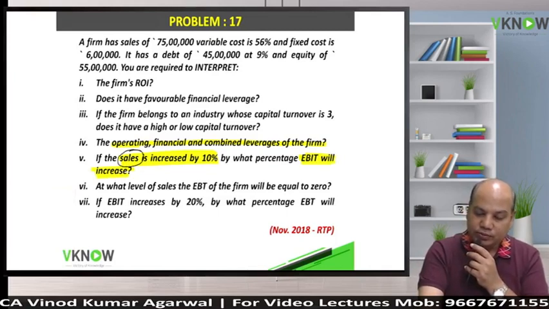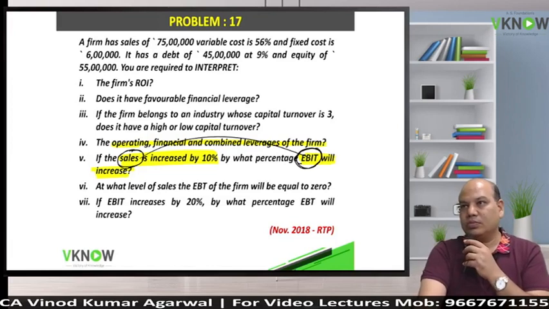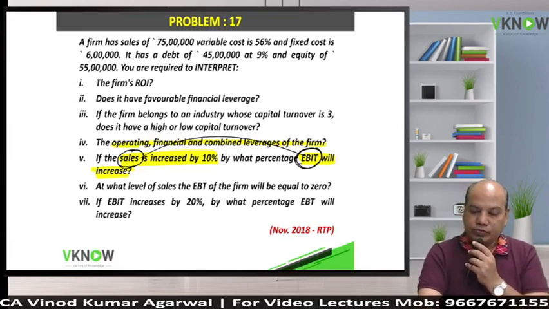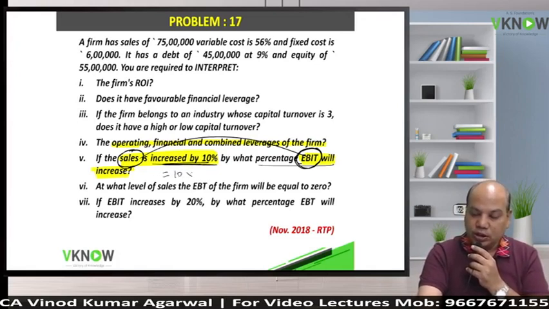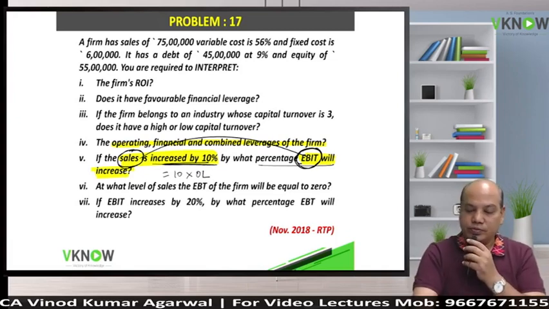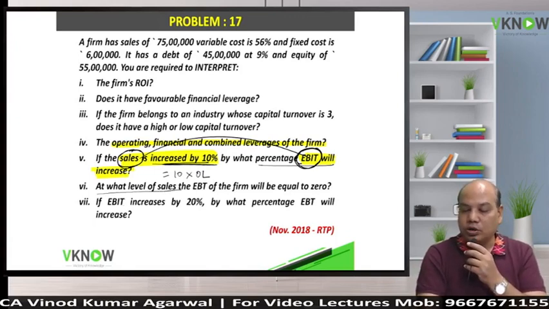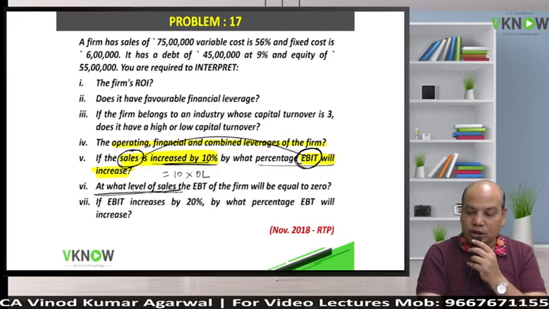Which leverage measures the relationship between sale and EBIT? Operating leverage. So if sales changes by 10%, by what percentage will EBIT change? It will be equal to 10 multiplied by operating leverage. Formula was given to you some minutes back. At what level of sale will the EBIT of the firm be equal to 0?